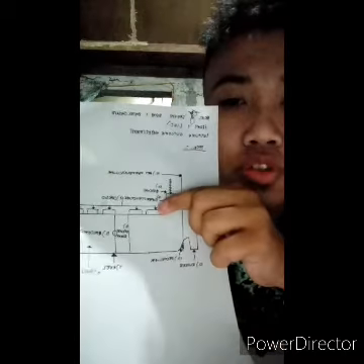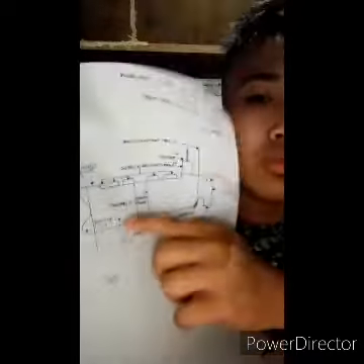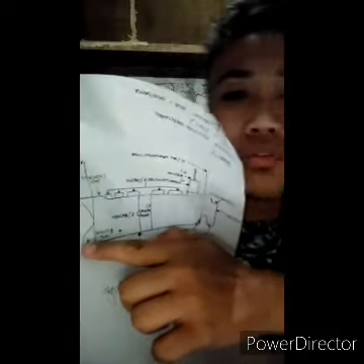Then number 7, a superstructure. This is the superstructure. Number 8 is the bulbous bow, located in the front of the ship. Then number 9, the cargo. It is the cargo.